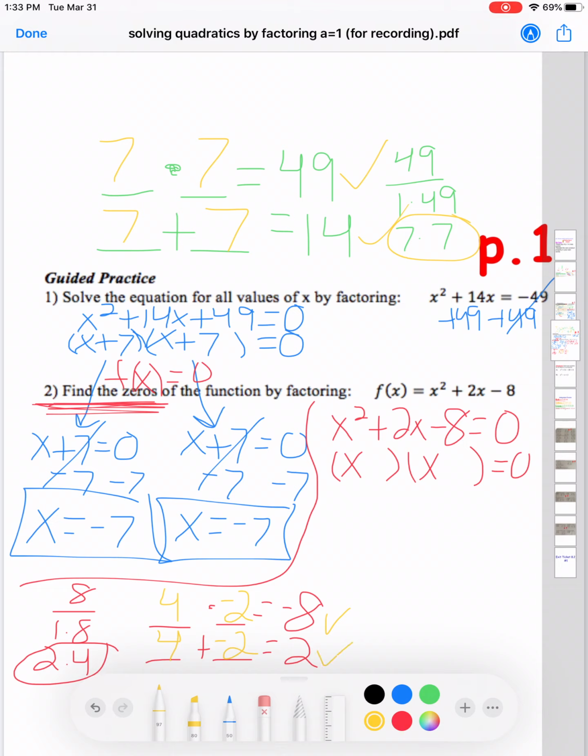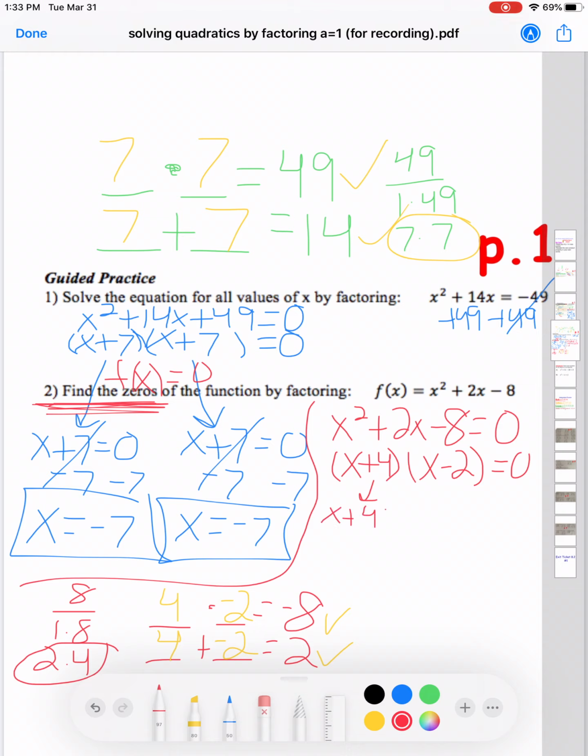So now I'll come back to my binomials and I'll fill those numbers in. One of the numbers we found was +4. The other number we found was -2. Now again, in the last part of the unit, we would have just stopped right here, but now we need to go and actually solve for x by using our zero product property.